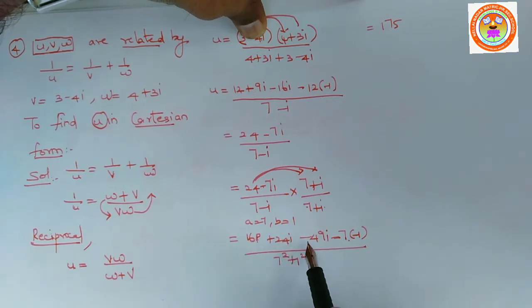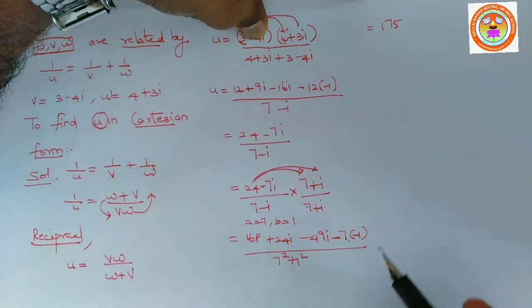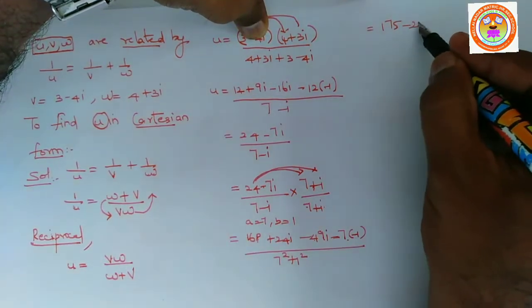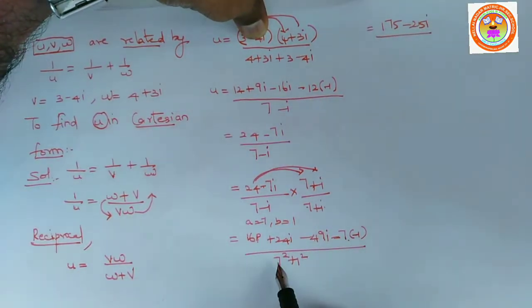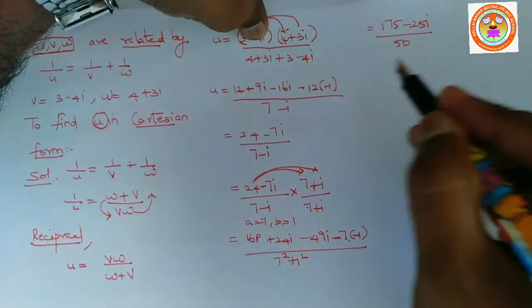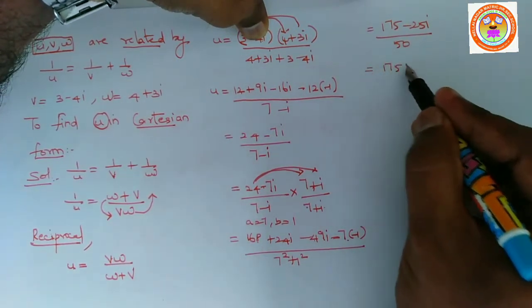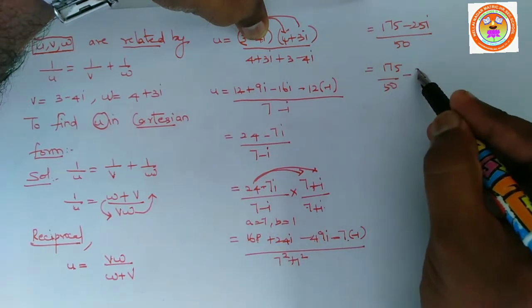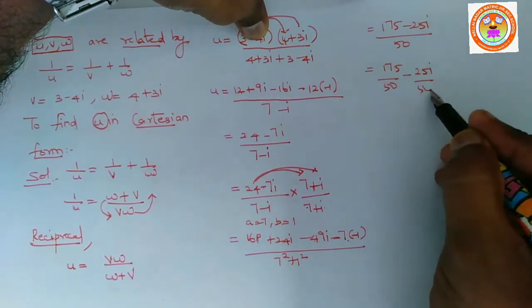Next, 24 minus 49 is minus 25i. In the denominator, 7 square is 49, 49 plus 1 is 50. So I can write 175 divided by 50 minus 25i divided by 50.